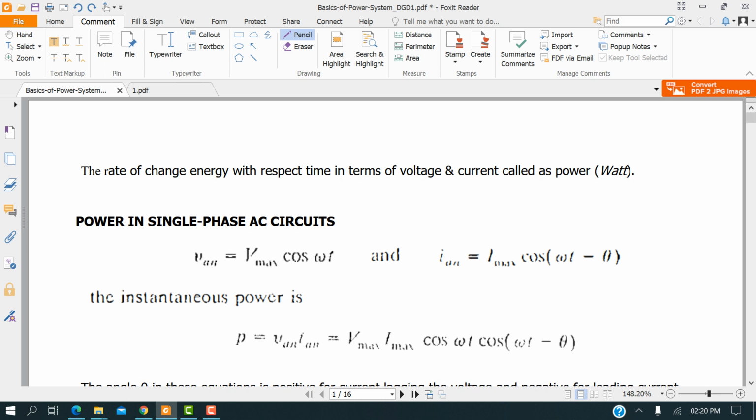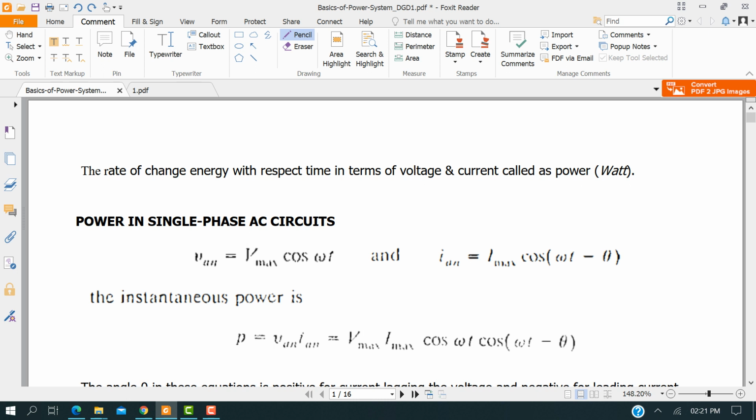First of all, I would like to mention the definition of power. It is the rate of change of energy with respect to time, in terms of voltage and current, typically expressed in watts. In a DC circuit, the power is normally expressed as P equals VI, that is voltage multiplied by current, and the unit is watt.